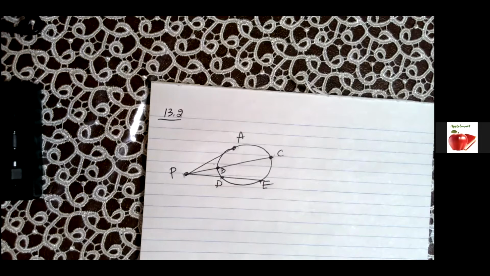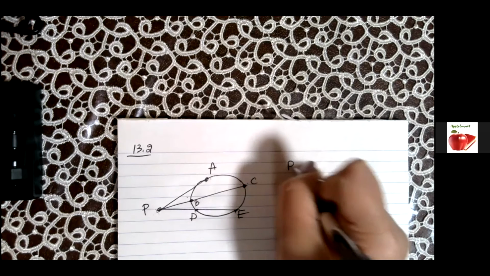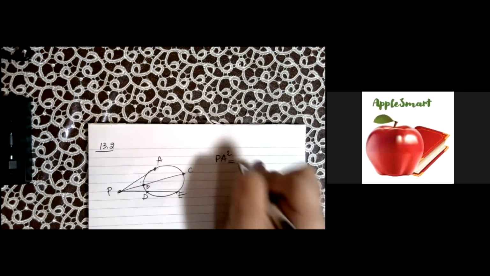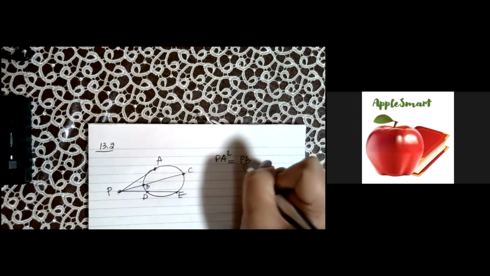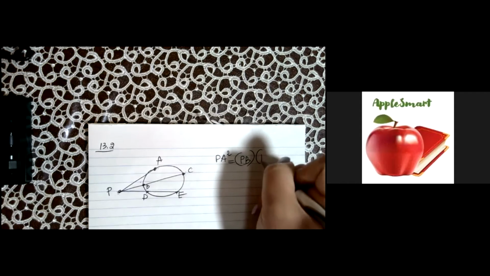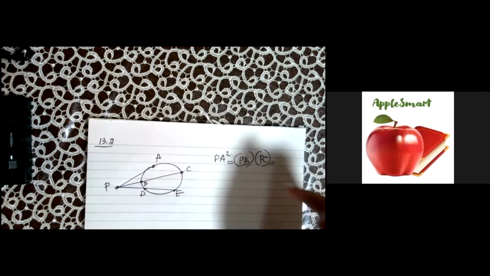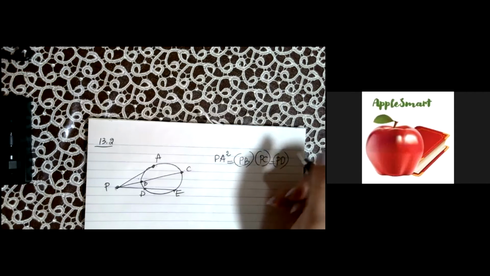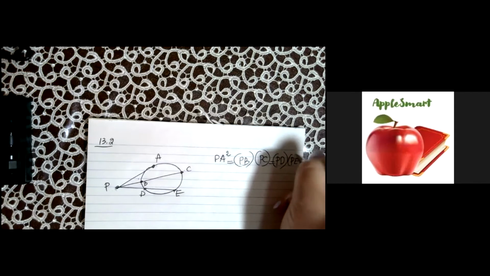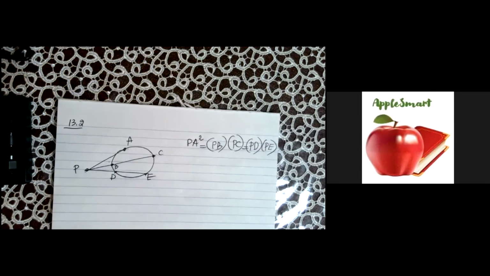What we have to prove though is that PA squared is equal to PB times PC, and it's the same as PD times PE. Okay, so this is what we're trying to prove. Hold on, let me just move that a little bit away.